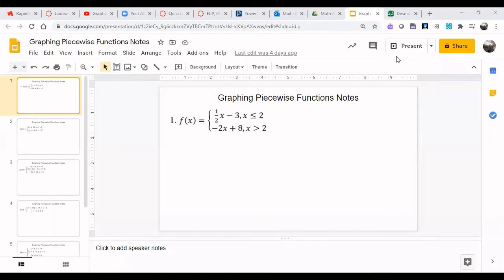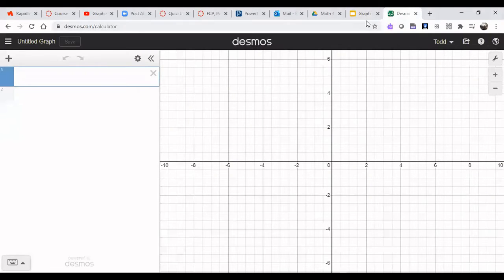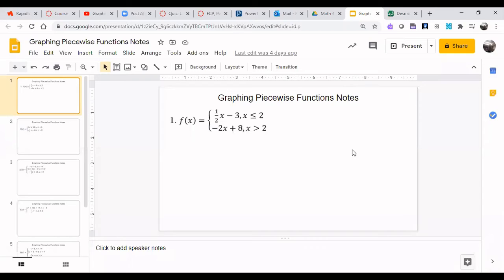Okay, so like I said, in the graphing piecewise functions, make sure you pull up Desmos so that you can graph these. Of course, you're going to want to copy it down. So the first one's 1/2 x minus 3, comma, x is less than or equal to 2. And then the next one is negative 2x plus 8, comma, x is greater than 2.